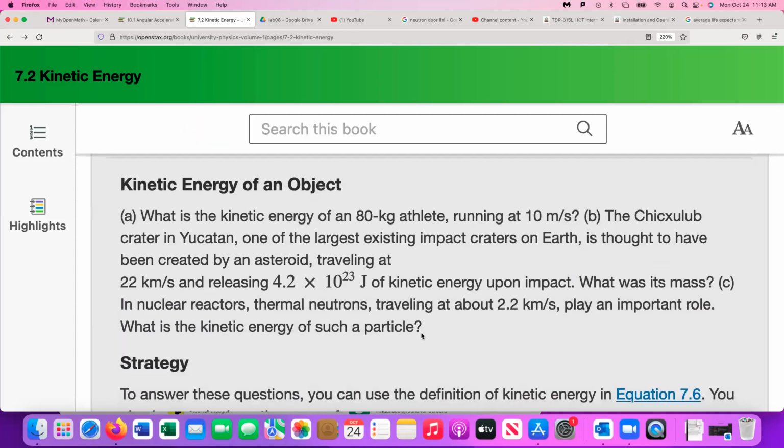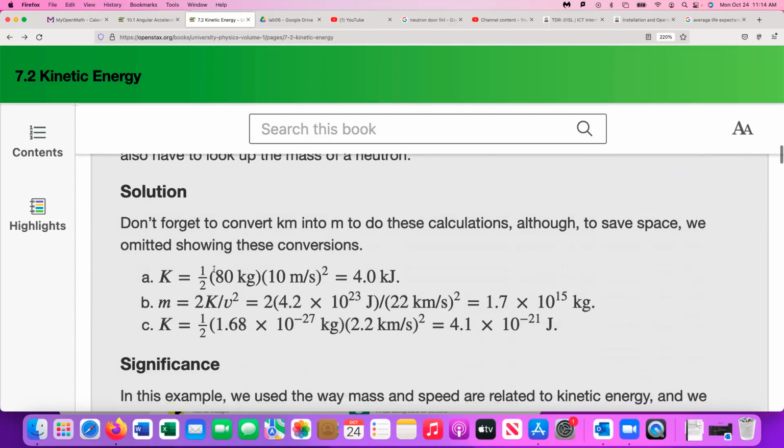Okay, now setting all that deep math stuff aside, let's actually use this idea of kinetic energy to learn some things. So we're going to calculate some kinetic energies of different things. An 80-kilogram athlete running at 10 meters per second, right? So if you're 80 kilograms and you're running at 10 meters per second, your mass is your 80 and your v is 10, of course. We plug those in and we get 4 kilojoules or 4,000 joules of energy. Well, 4,000 joules is about 1 food calorie.